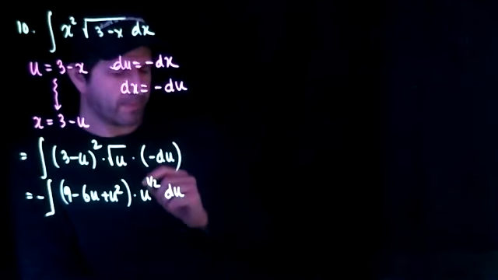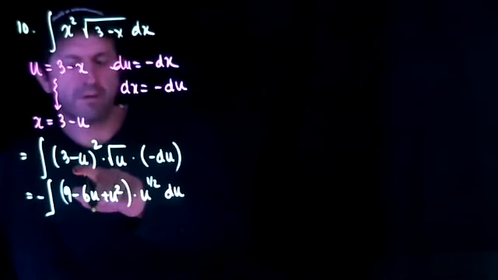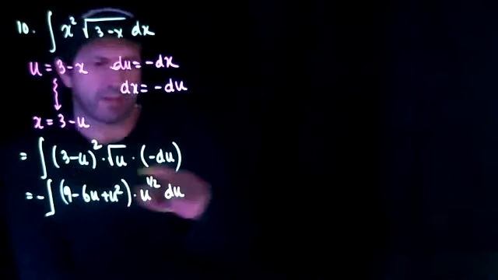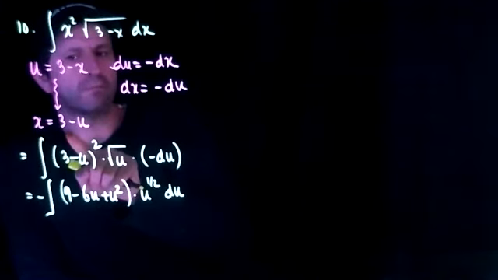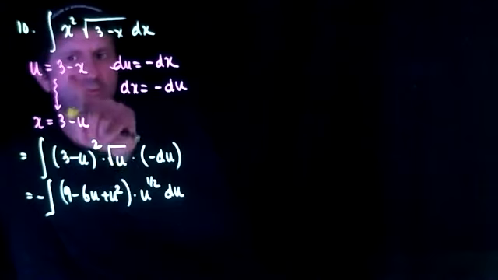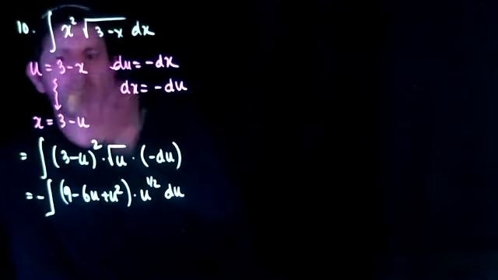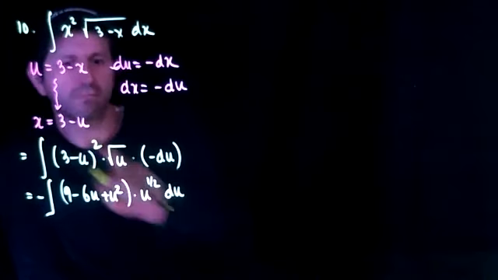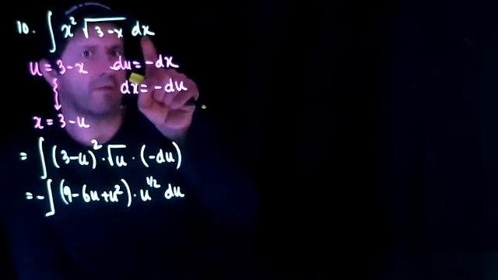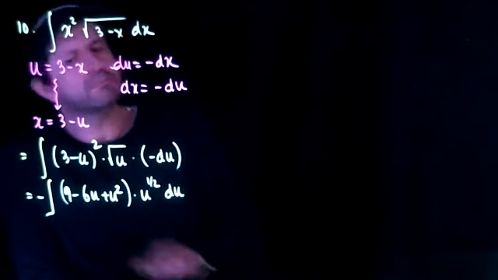Could you explain how you got the (3 minus u) to the power of 2 thing? This step here? Yeah. Okay, so I just replace the x by 3 minus u. Do you understand that x is 3 minus u from here? Yeah. So the x becomes 3 minus u, so x squared is (3 minus u) squared, right? And then the 3 minus x becomes a u. Okay, okay. And then the dx is negative du. Oh, okay. Thank you.